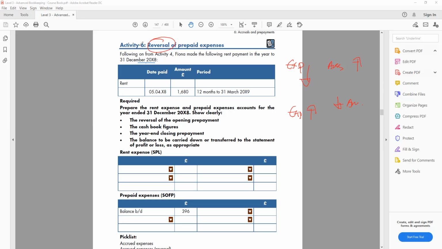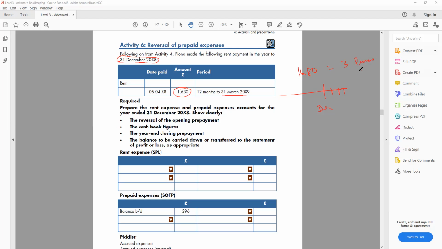It says, following from activity 4, Fiona made the following rent payment in the year ending 31st December 2008. So he paid this year 1680. That's again for 12 months, up to March 2009. Our year is ending 31st December. December is the cut-off period, and he paid 3 months extra: January, February, March. So obviously we cannot take all of this, because inside of the 1680, 3 months is a prepayment.